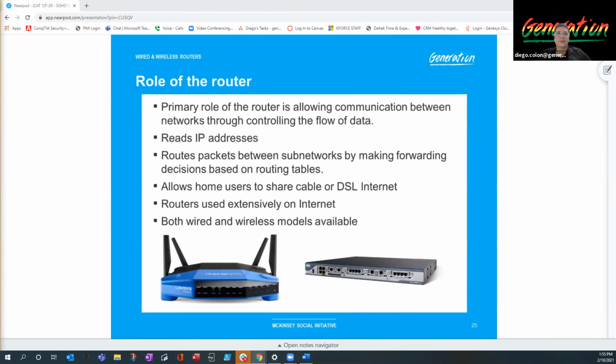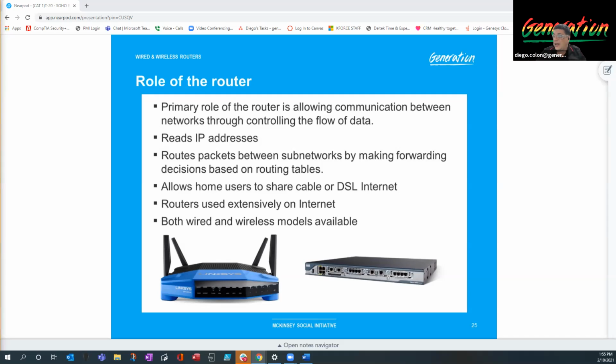Role of the router, as we mentioned before: the primary role is to be able to communicate between you and the rest of the world. It allows the data to flow from one network segment to another network segment. It reads the actual IP addresses. It usually forwards based on the routing tables. As we said, it has a table full of which way it needs to go. If you need to get to Asia, I know I need to send it that way. If you need to get to Mexico, I know I need to send the packet that way.